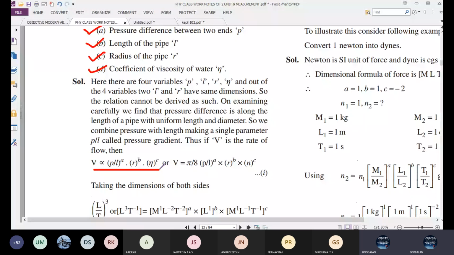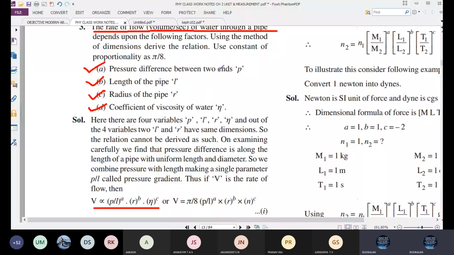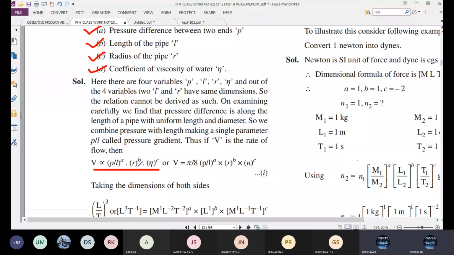The rate of flow V by t equals pi by 8 times P, the pressure difference between the two ends, so P to the power a, L to the power b, R, that is the radius, to the power, and eta. The symbol name is called eta. Eta to the power c, and the constant value pi by 8.